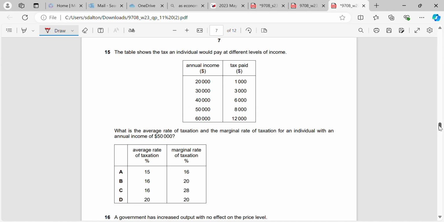Okay, a table shows the tax an individual would pay at different levels of income. What is the average rate of taxation and the marginal rate of taxation for an individual with an annual income of 50k? Okay, so the first thing is the average rate of taxation is the tax that we're paying as a percentage of our total income, right? So that's going to be 8,000 divided by 50,000, because we're paying 8,000 of tax and our income is 50,000, so that's going to leave us with an average rate of taxation of 16%.